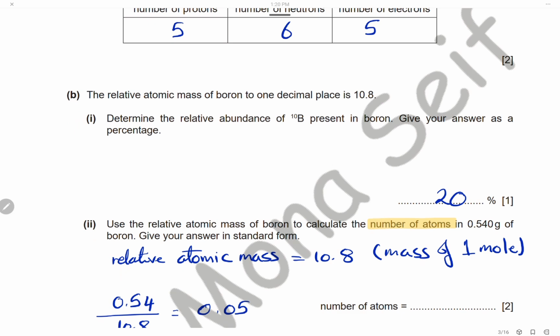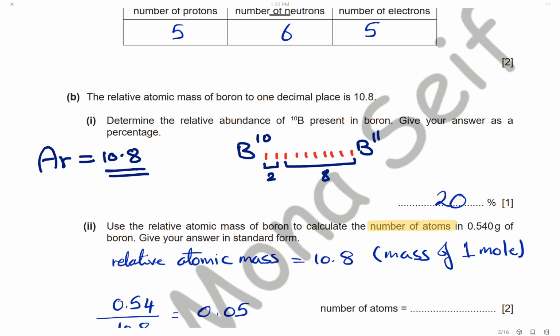The relative atomic mass of boron to one decimal place is 10.8. Determine the relative abundance of boron 10 present in boron. Give your answer as a percentage. Here we have the relative atomic mass for boron is 10.8. Boron has two isotopes, boron 10 and boron 11. How can we know which isotope has a greater percentage than the other? The relative atomic mass is not exactly in the middle between 10 and 11. It is much closer to 11. That means boron 11 is present in a greater percentage than boron 10.